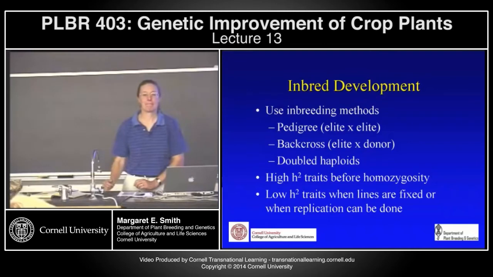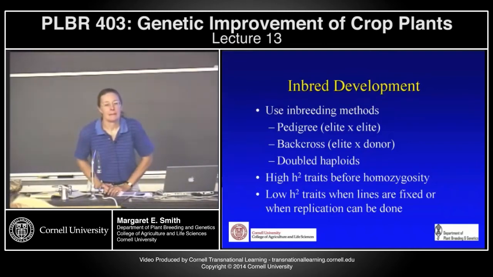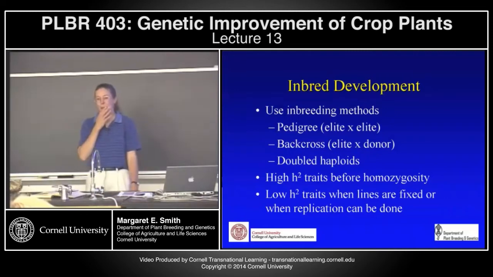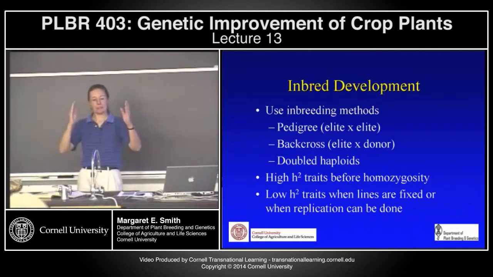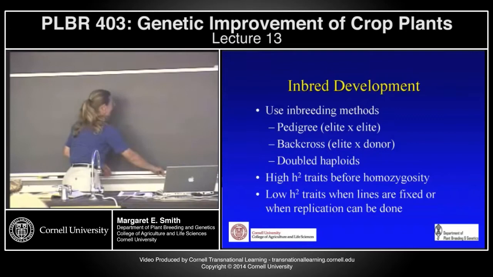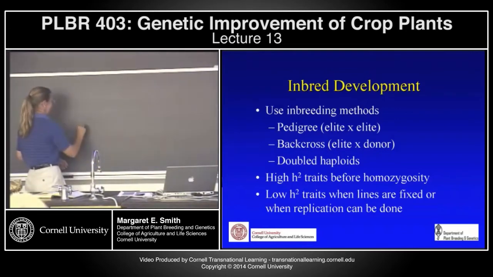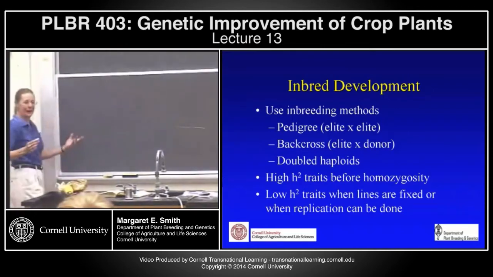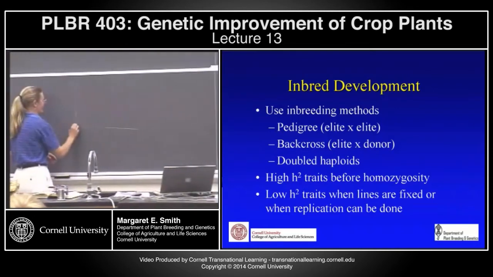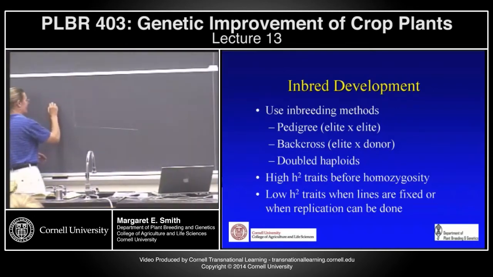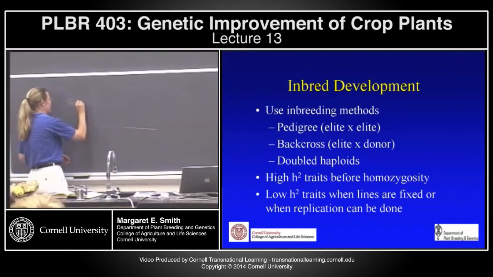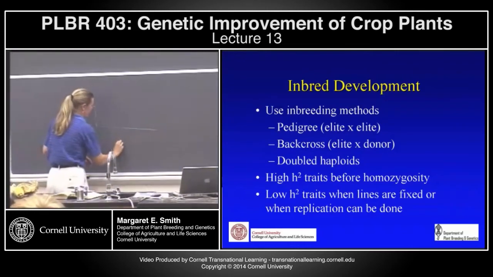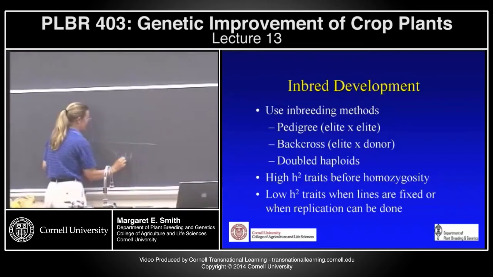Yeah? I don't totally understand the use of the term transgressive segregates. Ah, okay. So transgressive segregation is simply, can we see the blackboard? Do I have the lights? Yes, I have the lights. Okay, cool. So if this were a graph, this is a frequency distribution, okay? So frequency over here, and let's just say yield over here, all right?